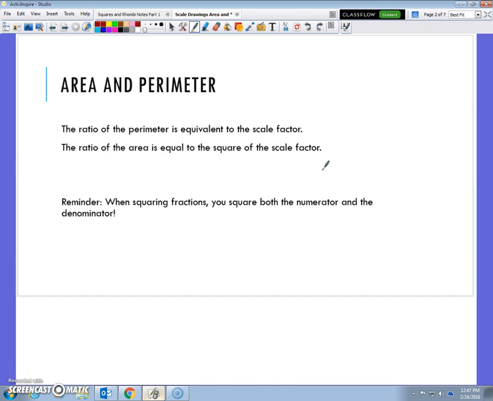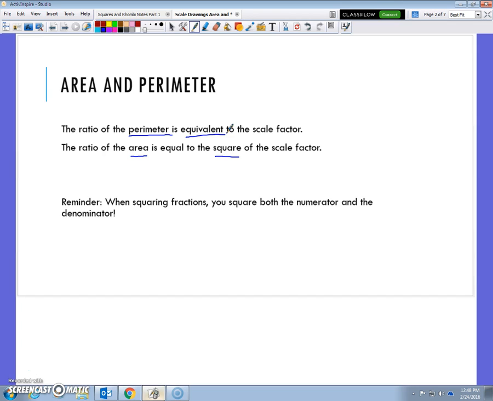I want to point out that these are two different things when you're talking about perimeter and when you're talking about area. One you square, one you just use as is. I'm going to explain that again as we go through the notes, but for now, just keep it in mind. The perimeter increases at the same rate as the scale factor, but the area, on the other hand, increases at the rate of its square. I'm going to cover that in more detail in a second.